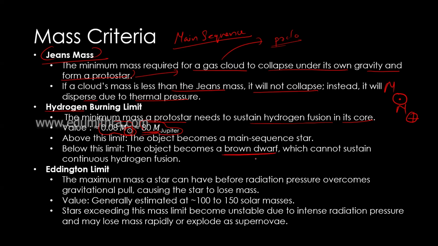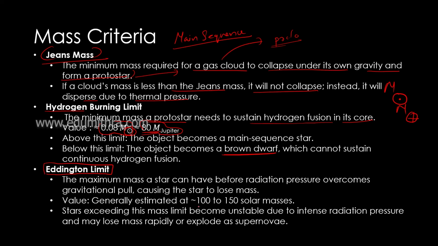Brown dwarfs are not stars at all, so we can simply call them failed stars. Now there is another limit called the Eddington limit. The Eddington limit is the upper limit of a star. Stars can be formed with different masses, like 0.08 solar mass, 1 solar mass, 10 solar mass, 20 solar mass. But there is an upper limit for the total mass of a star, how massive a star can be. That is also defined by the Eddington limit.